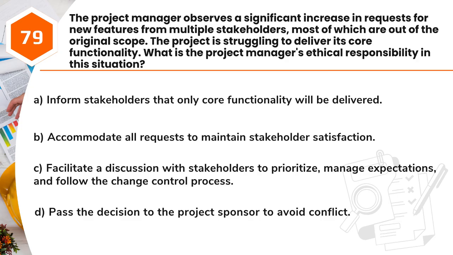Question 79. The project manager observes a significant increase in requests for new features from multiple stakeholders, most of which are out of the original scope. The project is struggling to deliver its core functionality. What is the project manager's ethical responsibility in this situation? A. Inform stakeholders that only core functionality will be delivered. B. Accommodate all requests to maintain stakeholder satisfaction. C. Facilitate a discussion with stakeholders to prioritize, manage expectations, and follow the change control process. D. Pass the decision to the project sponsor to avoid conflict.